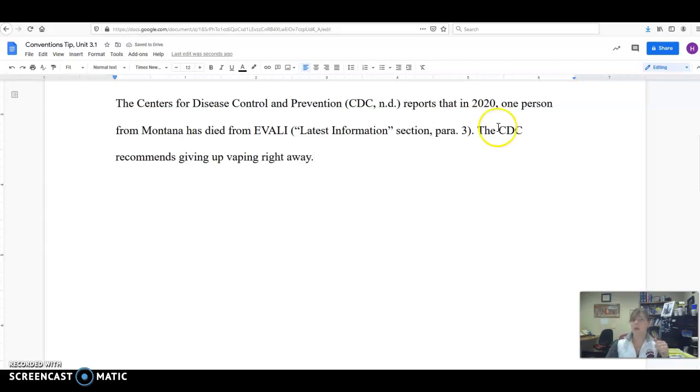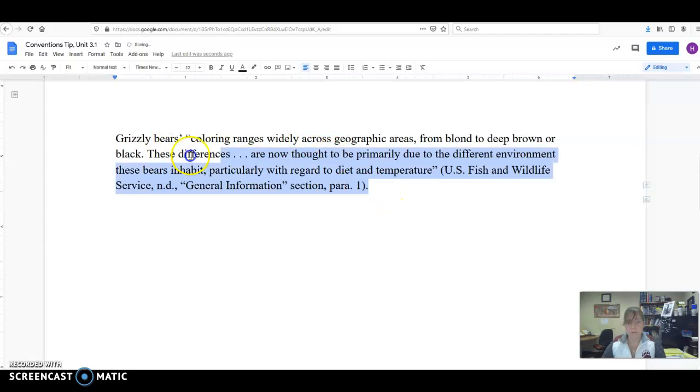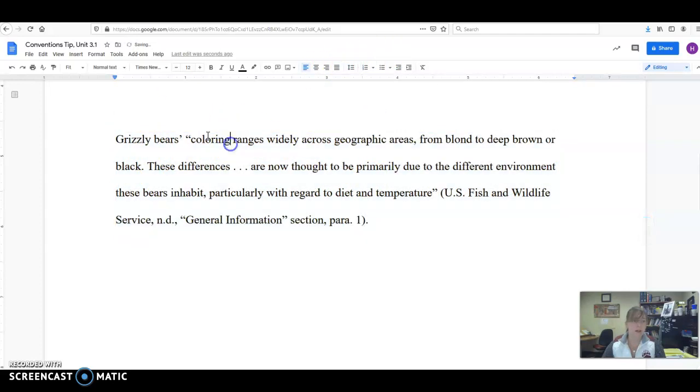Okay, thereafter, we're going to use CDC until we get to the references page. Let's look at another example. Another one of those articles was from the U.S. Fish and Wildlife Service. So let's say we're looking at this quote. We're talking about grizzly bears, how their color ranges from blonde to deep brown to black. This is thought to be because of their diet and the temperature in the places they inhabit. Interesting. I never knew that before.